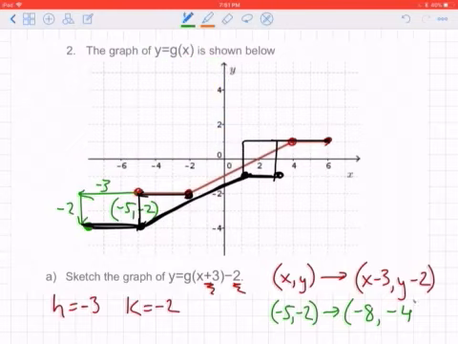So there's multiple ways of solving this. You can just kind of move the points if you have the graph, or you can use the mapping of each individual point to get your graph at the very end.